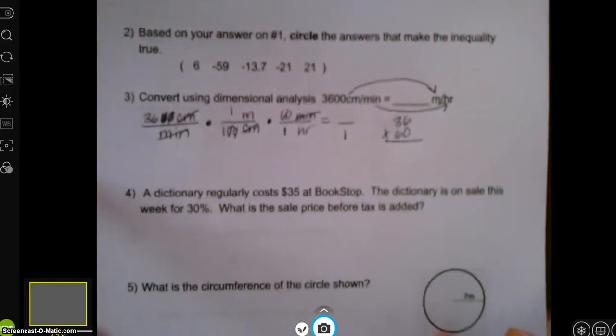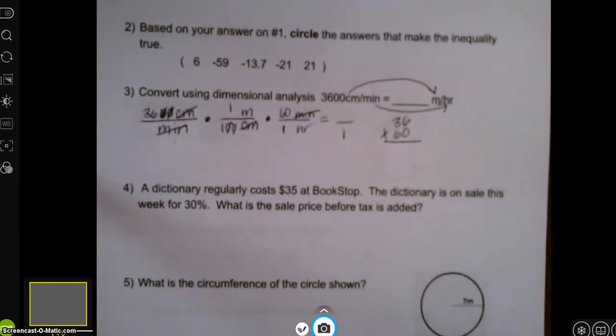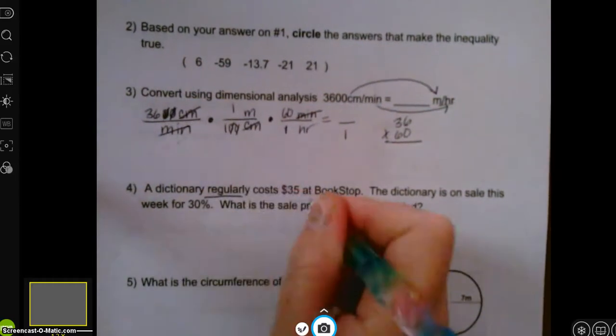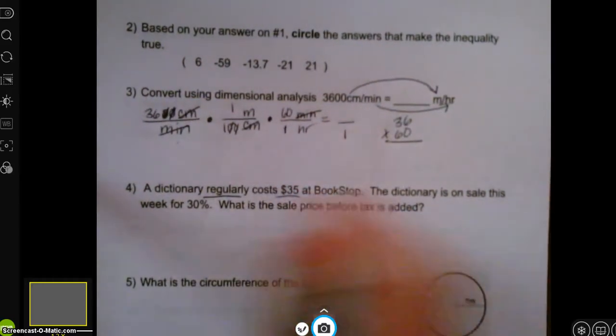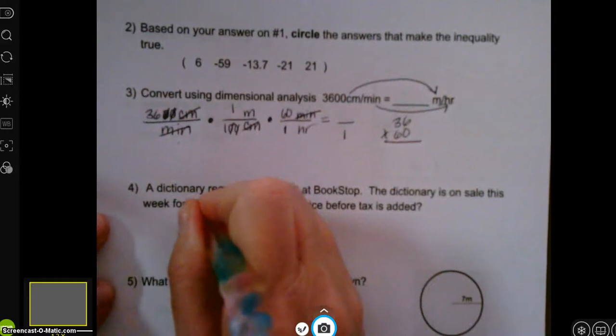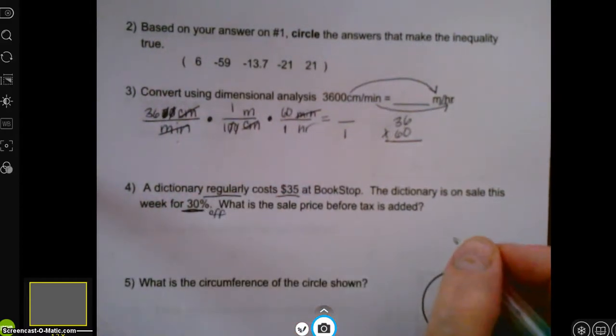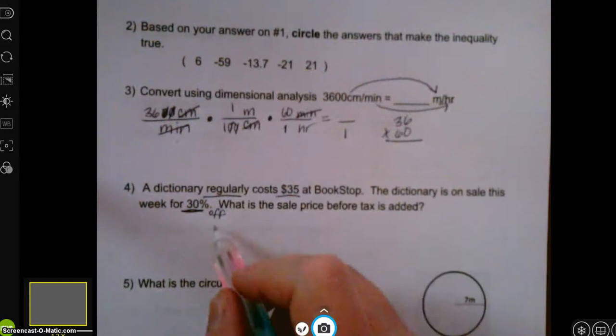Okay, so number 4, we're going to do this whole problem together beginning to end because we're just starting percents. So we started this last week on Friday. If you did not watch the video, if you're virtual, make sure you do that. If you were in person, we did everything except for the proportion, which we are doing on Monday. This says a dictionary regularly costs $35. The dictionary is on sale this week for, it should say 30% off. What is the sale price before tax is added? Okay, so that's an important word, 30% off.